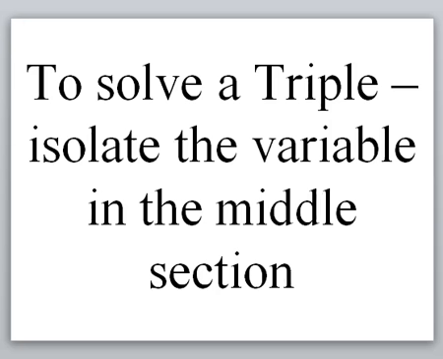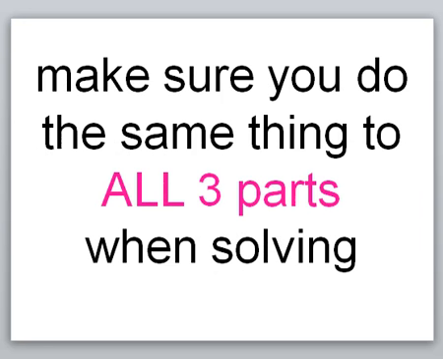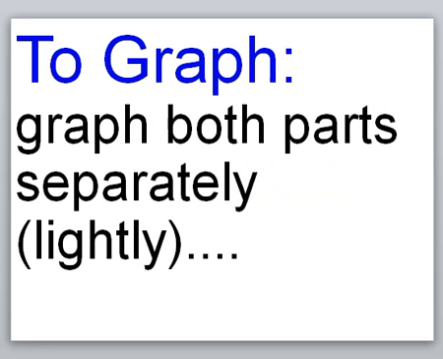To solve a triple, we're going to isolate the variable in the middle. We'll actually have inequalities in that triple form, and you'll see two inequalities within the same problem. When we do that, we're going to make sure we do the same thing to all three parts. Normally we do it to both sides of the equation or inequality, but here we're actually going to have 3 parts. Again, we'll explain that as we see those occur in our examples.